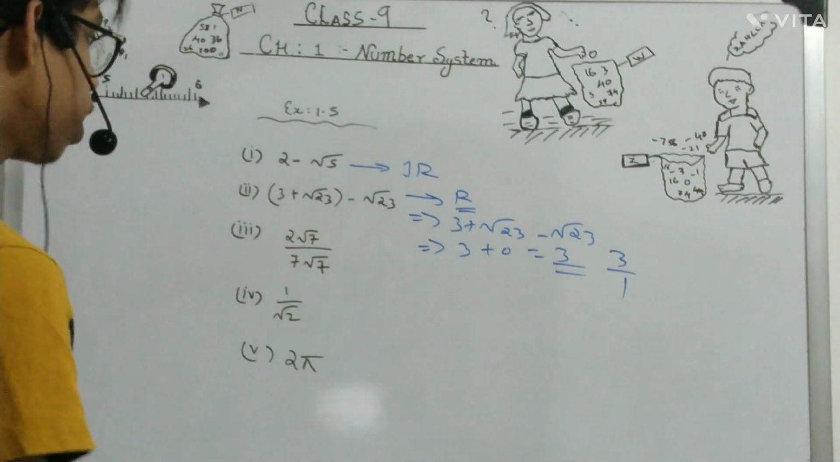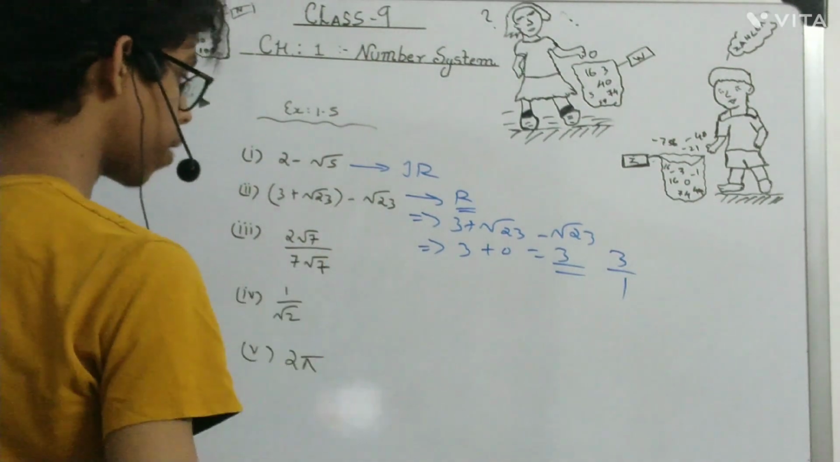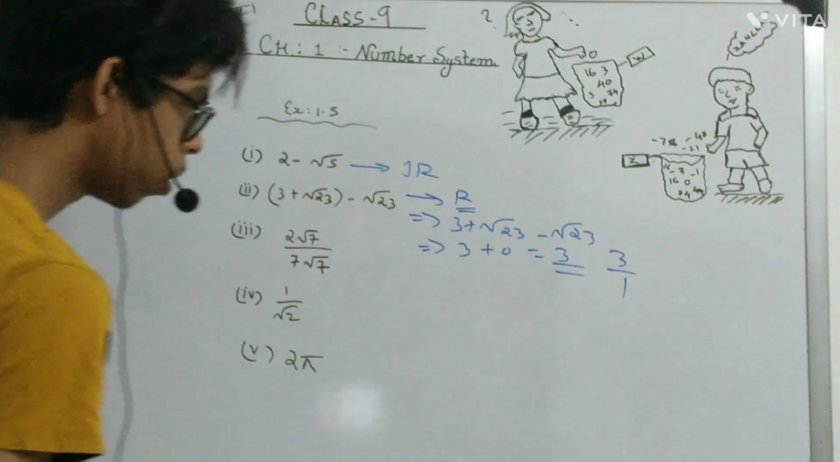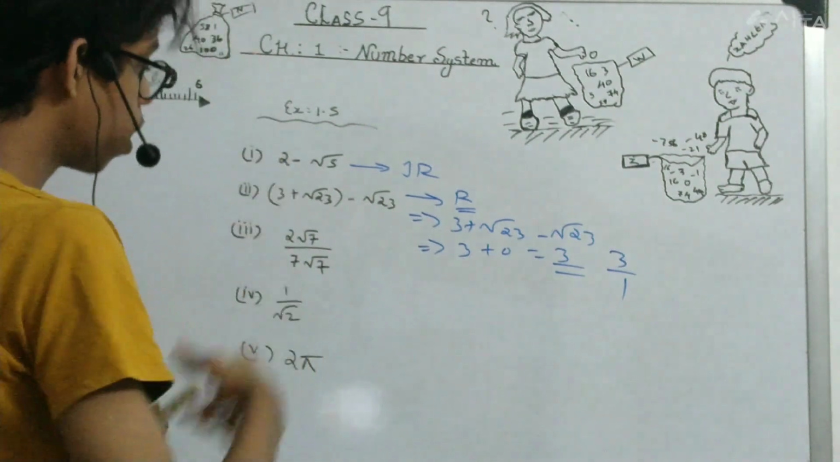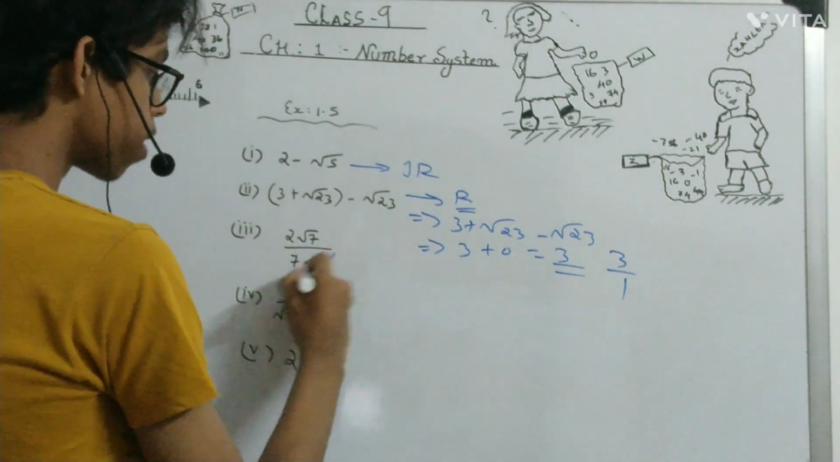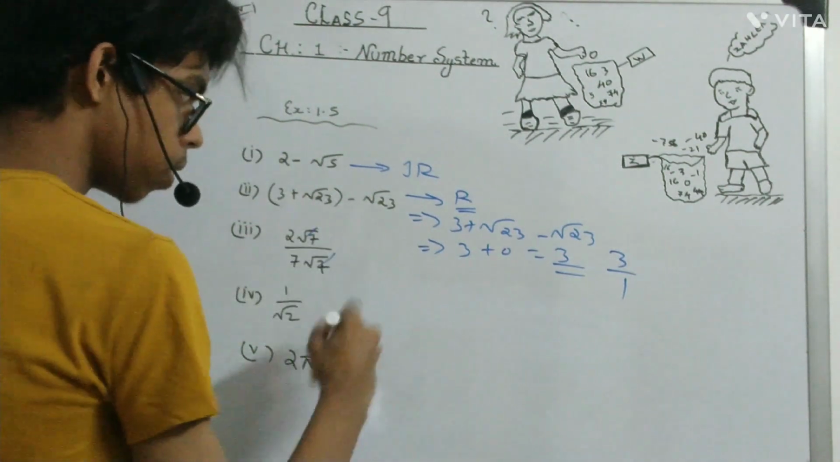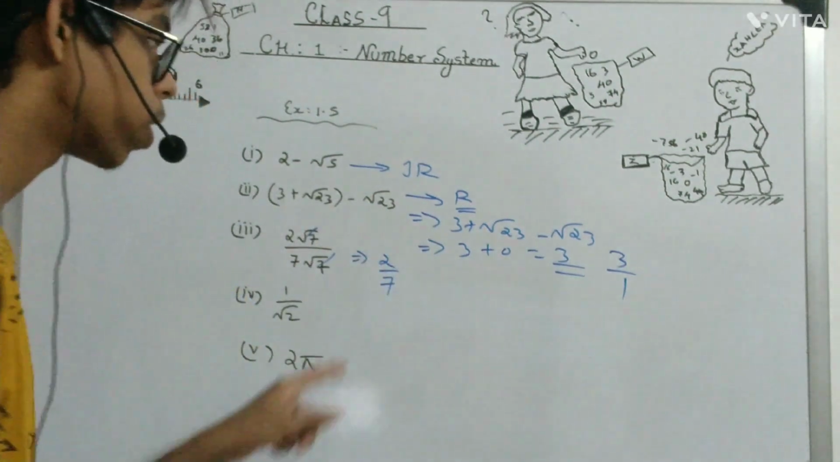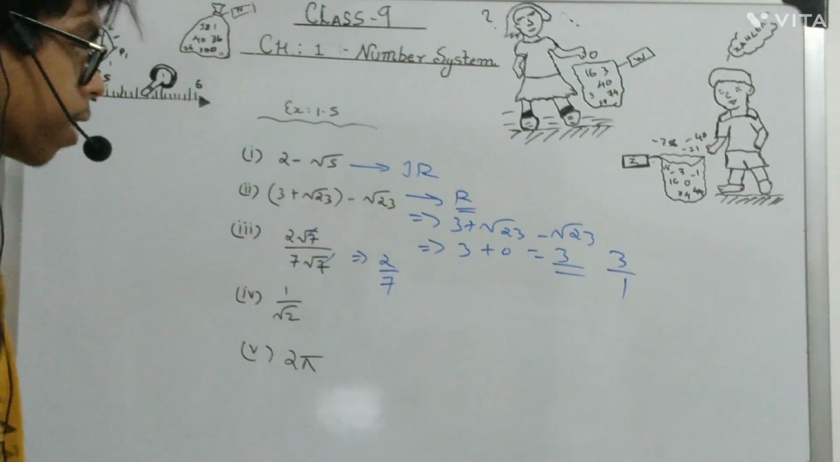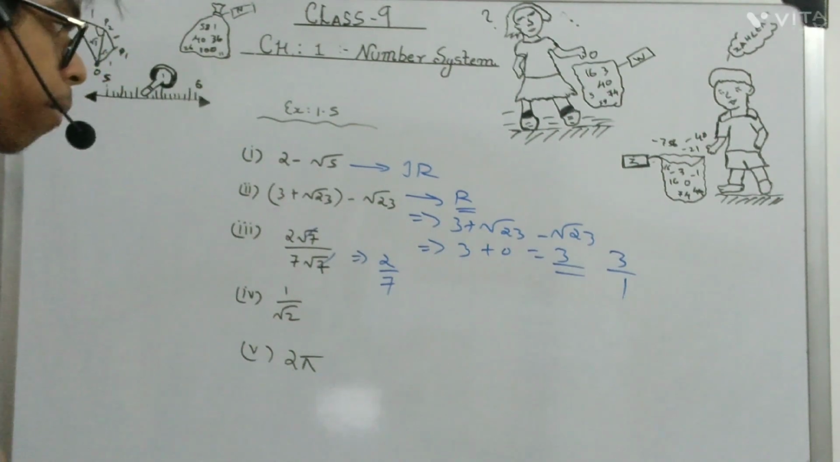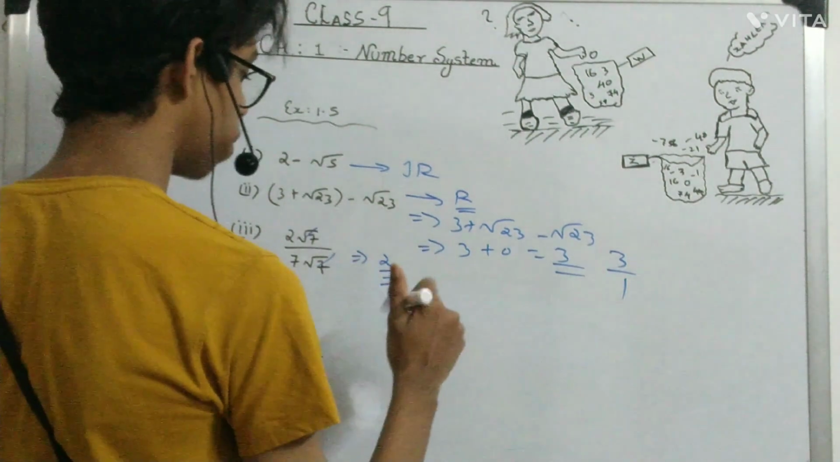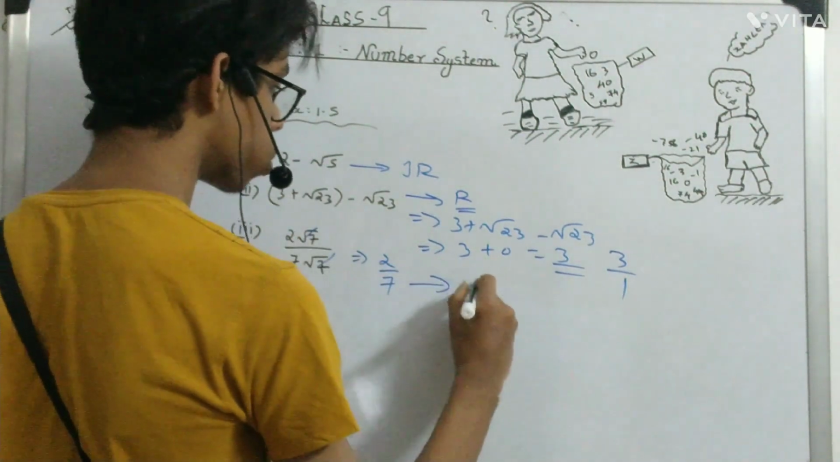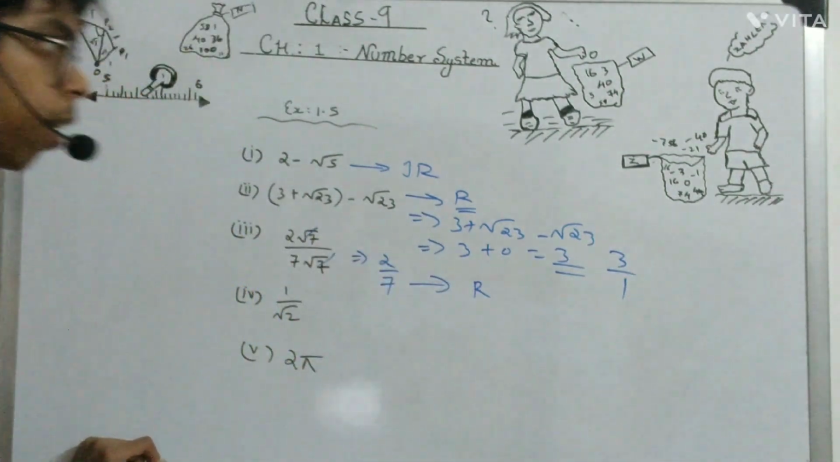Now the third one is 2 root 7 by 7 root 7. Here we can just cancel off root 7 and root 7, so we will get our final answer as 2 by 7. So what is 2 by 7? We know 2 by 7 is a rational number. It can be written in the form of p by q. So our third one is also a rational number.